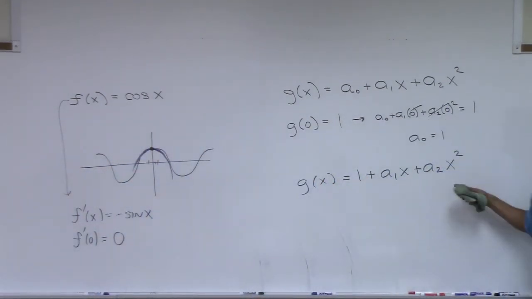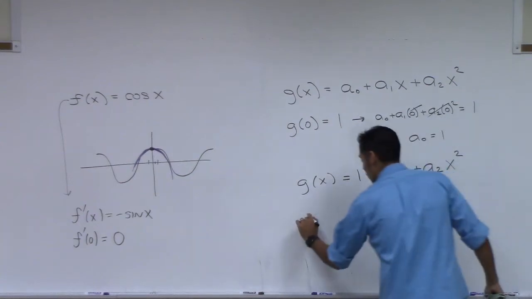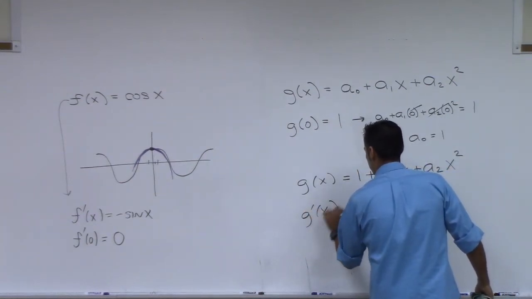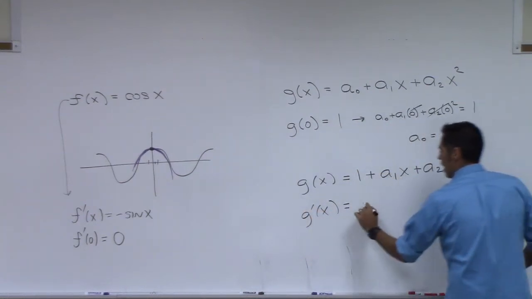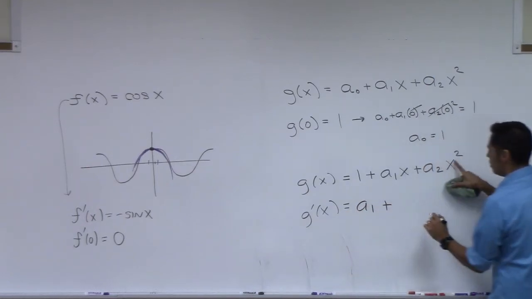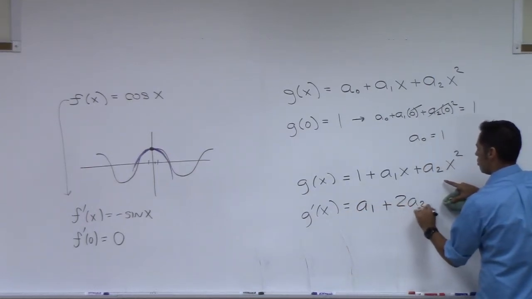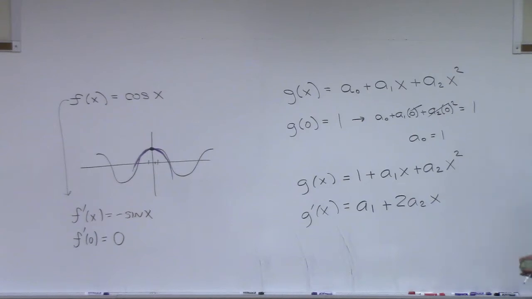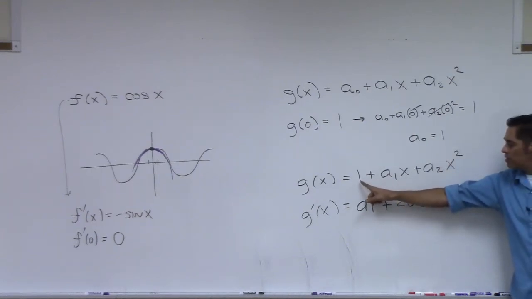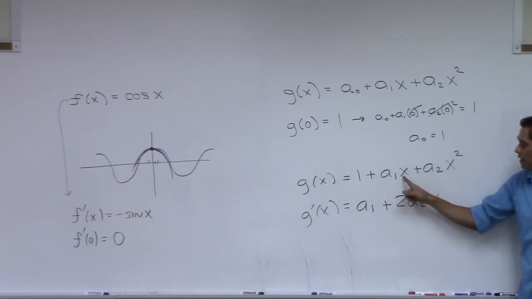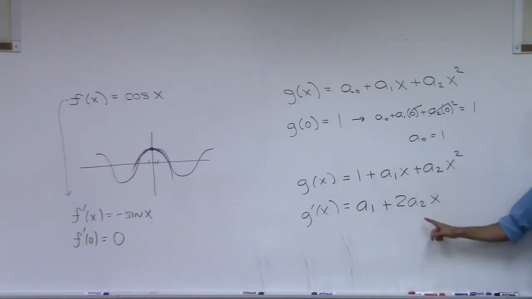So let's take the derivative of our function. What's the derivative of our function? That's gone. That's just a sub 1 plus 2a sub 2x. Right? That's just power rule, so that derivative of constant's gone. This is a constant in front of x. Derivative of that's this, and derivative of that, power rule, right?